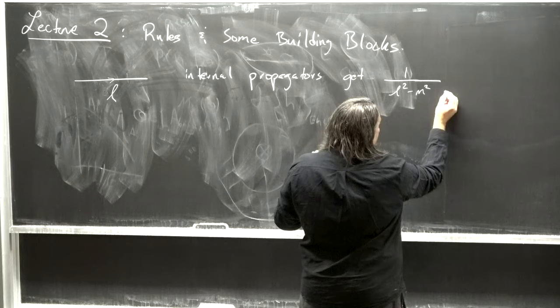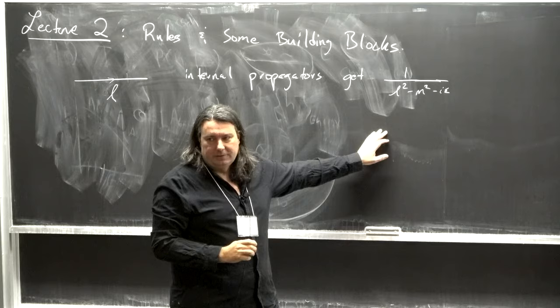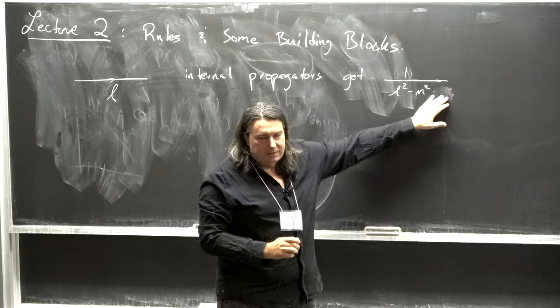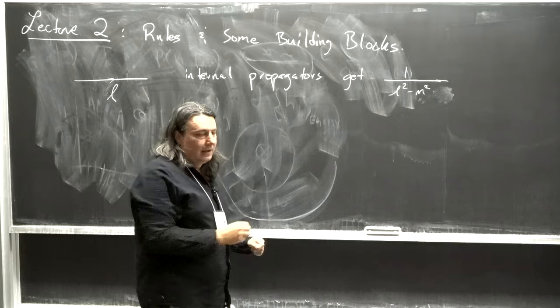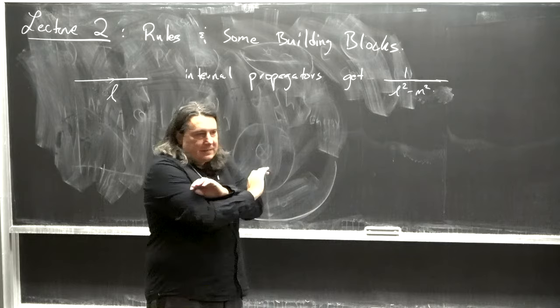And then if you want a plus or minus i epsilon, that I'll never write down, ever. So I'm just going to erase it right now. You can always put in your i epsilons later. And this m goes to zero when you're talking about massless stuff, and it's the m of your particle when it's massive stuff. And that's it. Those are the only rules for internal propagation.